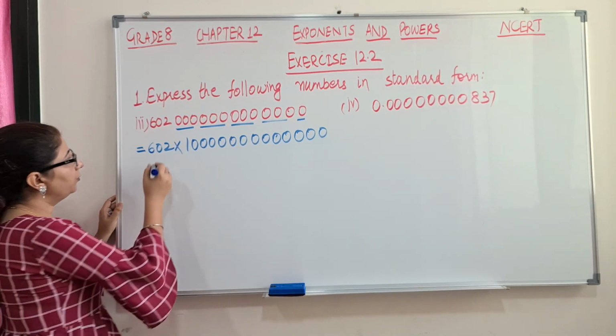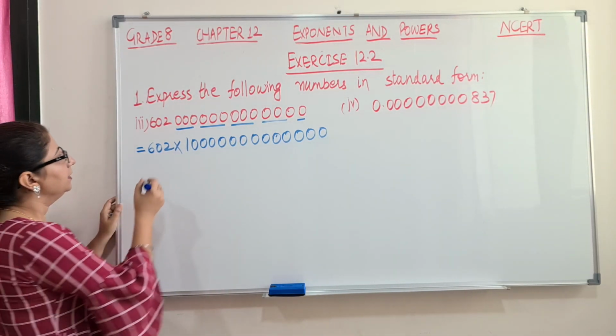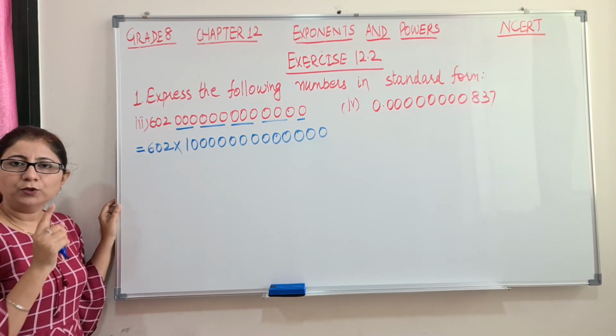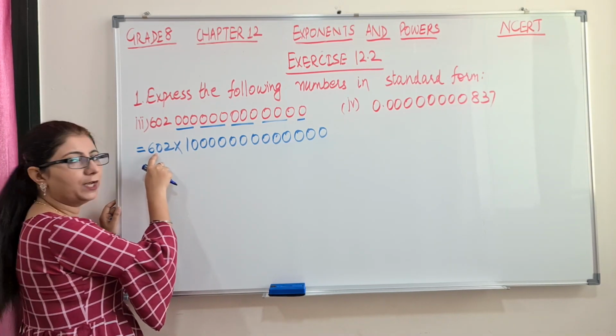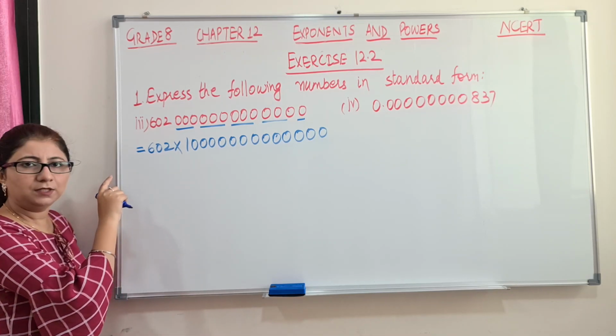Right. But for this what we should do is, this 602 should have only one digit before decimal. So I need this 6 point something. So how to convert this in this form?